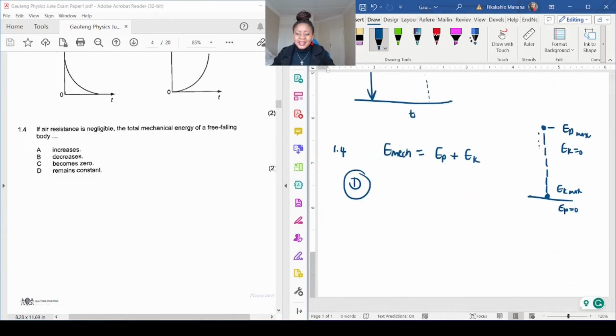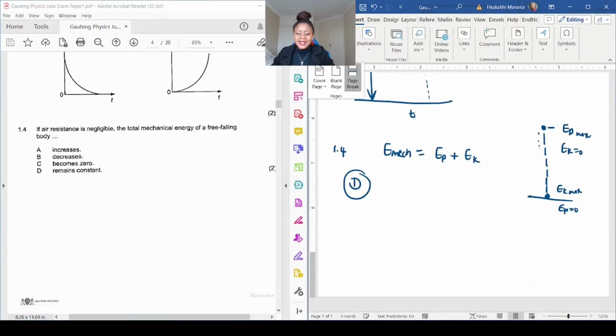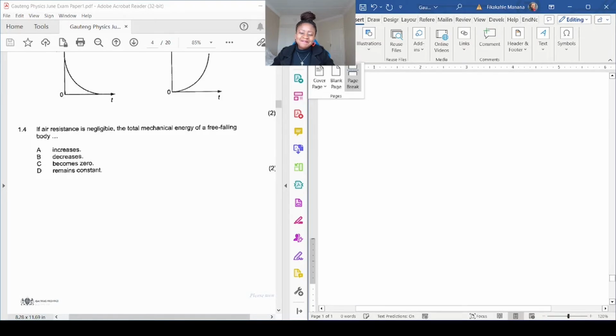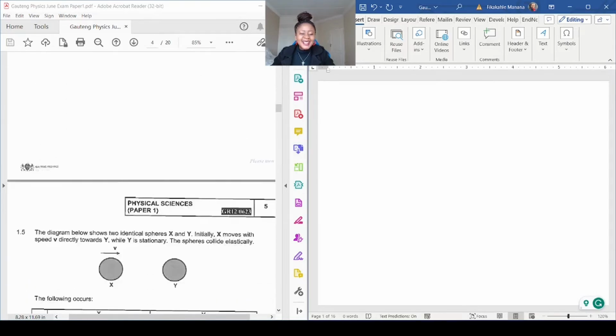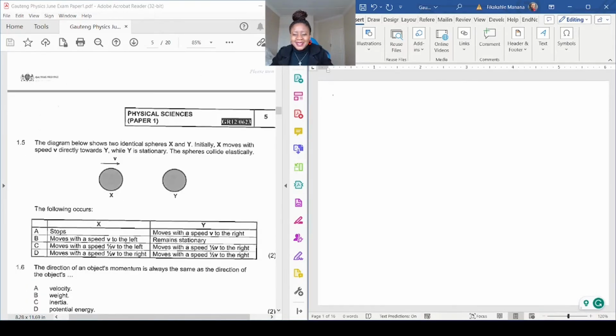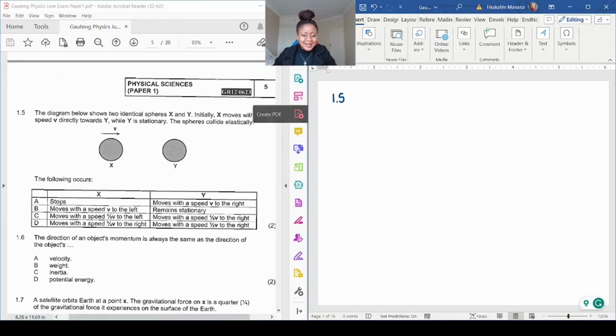Forgot to add pages to this. Let's add them pages and continue at the top. So going to 1.5. Now my sheet is like, yeah, disorganized.